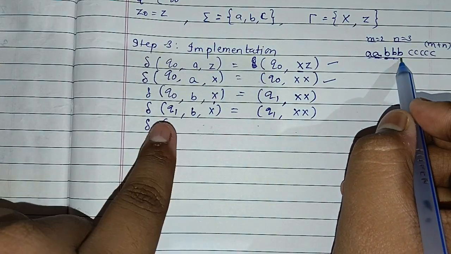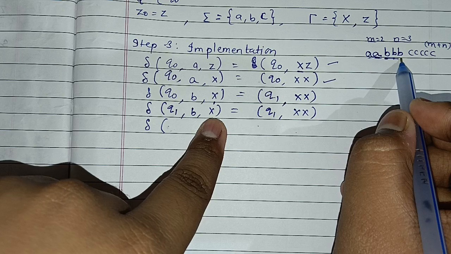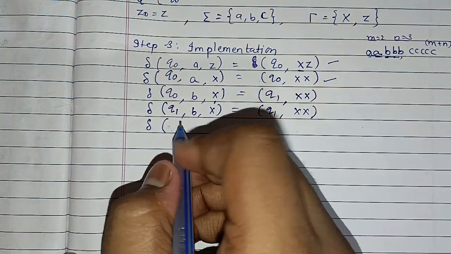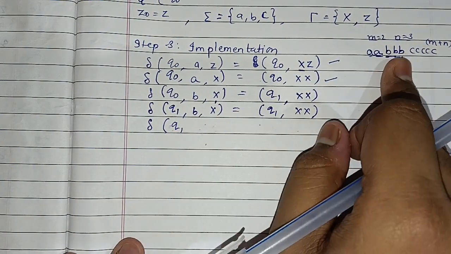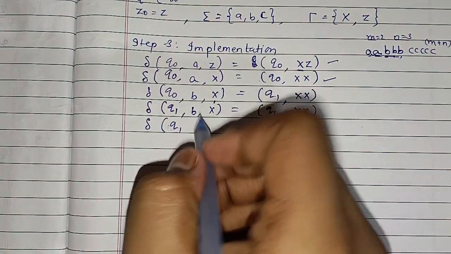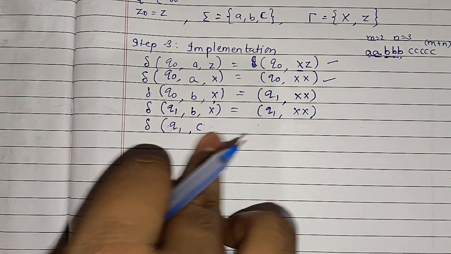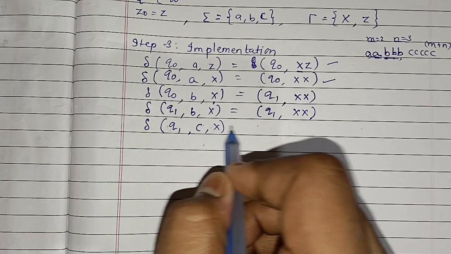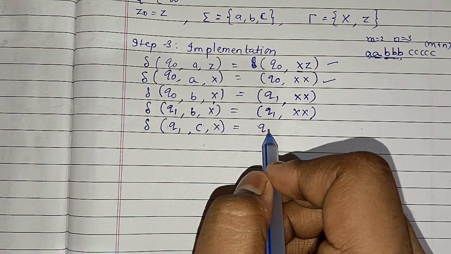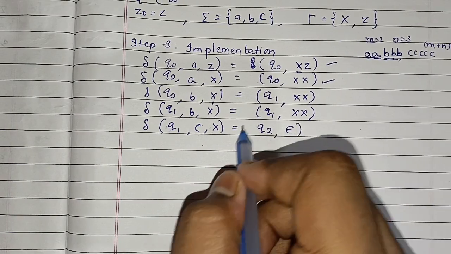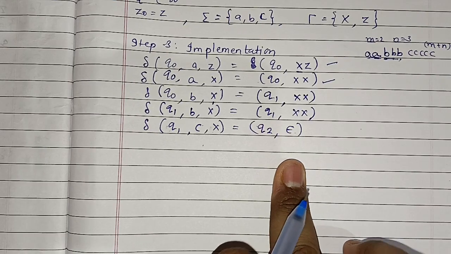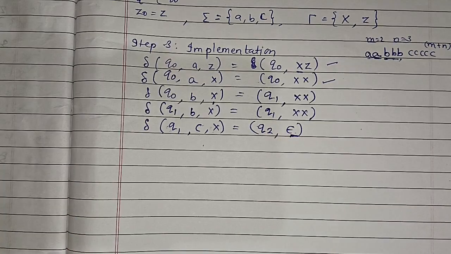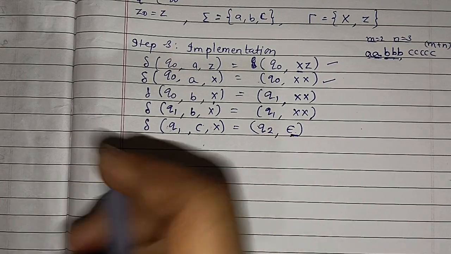Now for this B, Q1 BX, it will again push. Say Q1, now it is in Q1 only. Now for C, C can come in Q1. If C comes and the stack top is X, I will change the state and pop. As I told you in the previous videos, this indicates the pop operation, so I am using it here.